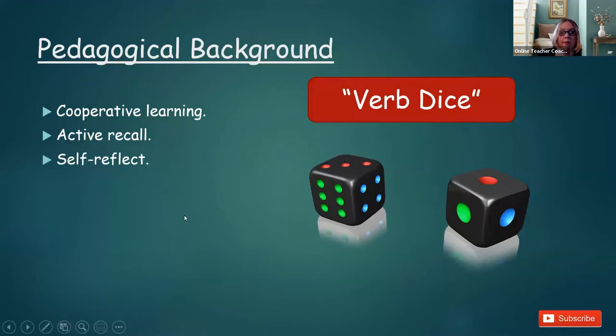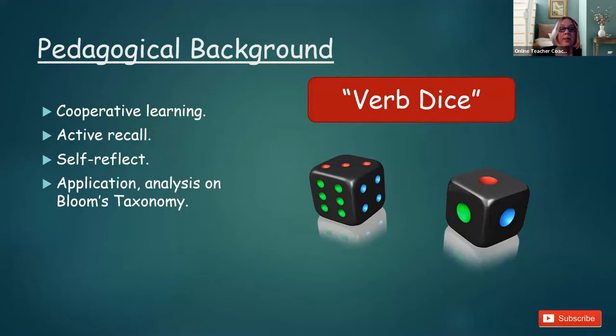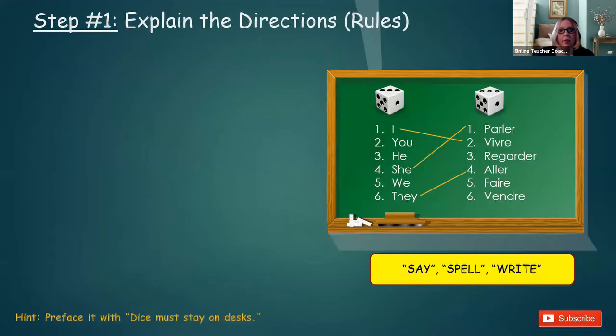It also involves self-reflection, which is a 21st century learning skill. And this can also involve application and analysis. If you think about Bloom's taxonomy, we're not just remembering stuff, but we're also using it in context, applying it, analyzing it, self-correcting. So it gets up there in the higher level thinking skills.